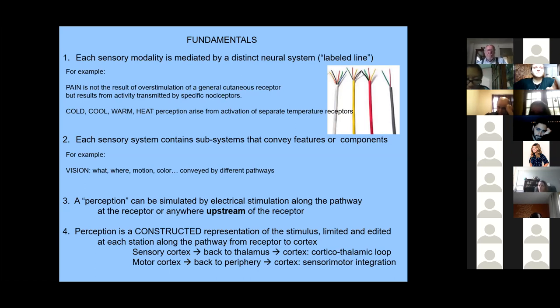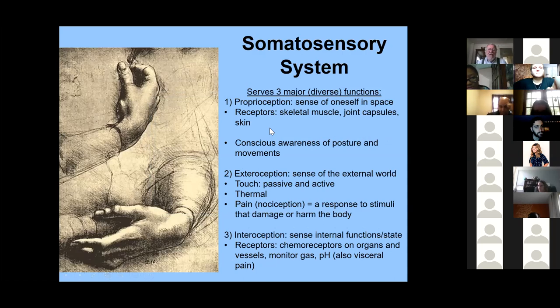And then the whole idea of what's the difference between sensation and perception is that perception is a constructed representation of the stimulus at each station along the pathway, and that we have the sensory cortex and the motor cortex working in that way. Now, again, obviously everything I just said there has to be somewhat tempered.